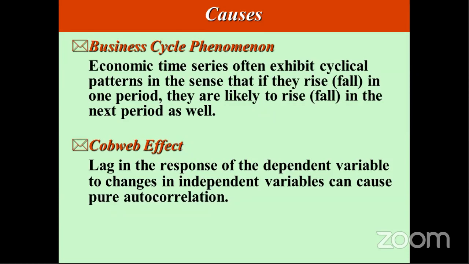Since we have included the lagged values of the variables into our regression model, that causes the problem of autocorrelation. For example, the supply of paddy in 2020 depends upon the price of paddy in the previous season. So the supply of paddy is S_t, whereas the price is not P_t, it is P_t minus 1. This is called the cobweb phenomenon or cobweb effect in agricultural economics. Because of the cobweb effect also, we have a problem of autocorrelation.